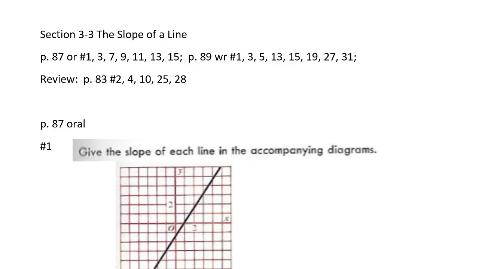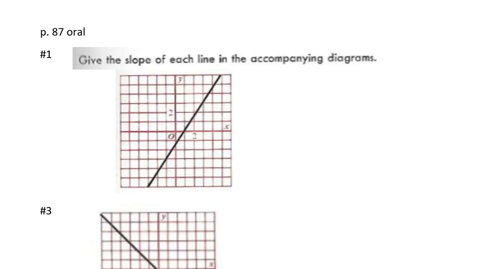Here's the answer for the homework, page 87 orals. We'll start with number 1. We're asked to figure out the slope of the line that's in the diagram. There's a diagonal line drawn, and on that line are an infinite number of points, but only some of the points touch the exact corners of the little grid squares, and those points are the ones that it's easy to figure out their coordinates for.